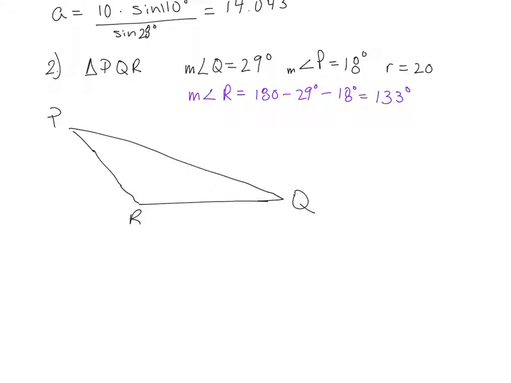Let's go ahead and label these angles. I know that angle R is 133 degrees, Q is 29 degrees, and P is 18 degrees. Now, the only side that I have is given to me with side R. Again, that's directly across here, so I know R is equal to 20 units. It doesn't tell me what kind of units this is. We're just going to leave it as 20 for now. So once I have the triangle done, we need to go through and solve for side P and side Q.